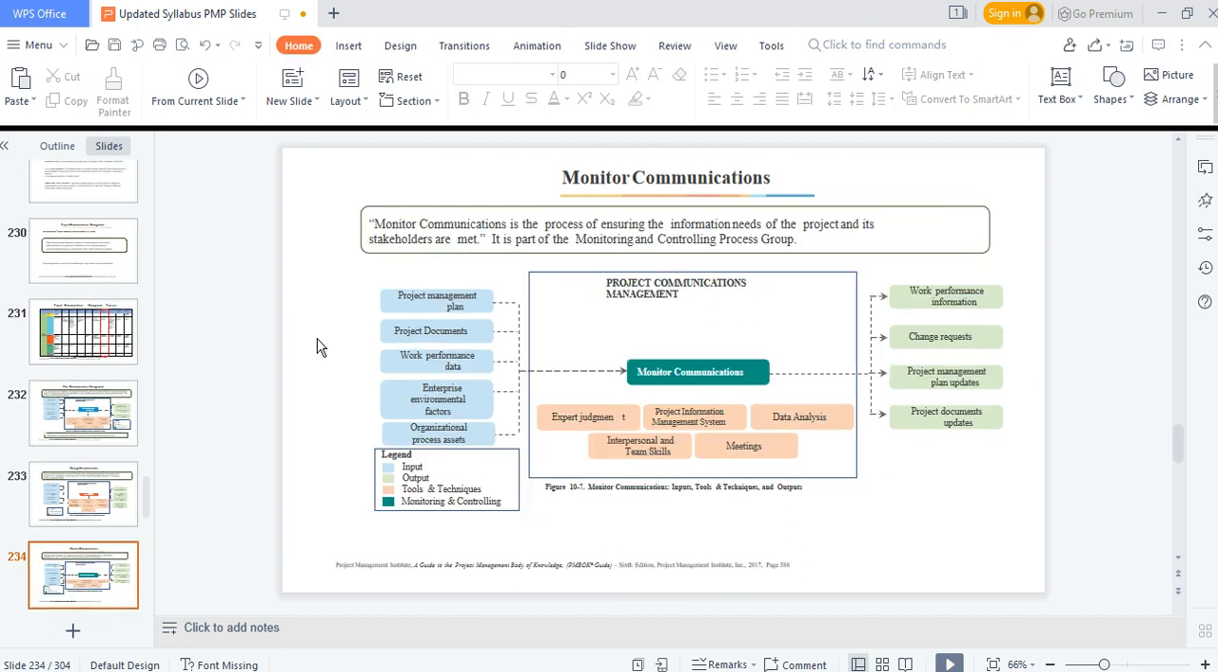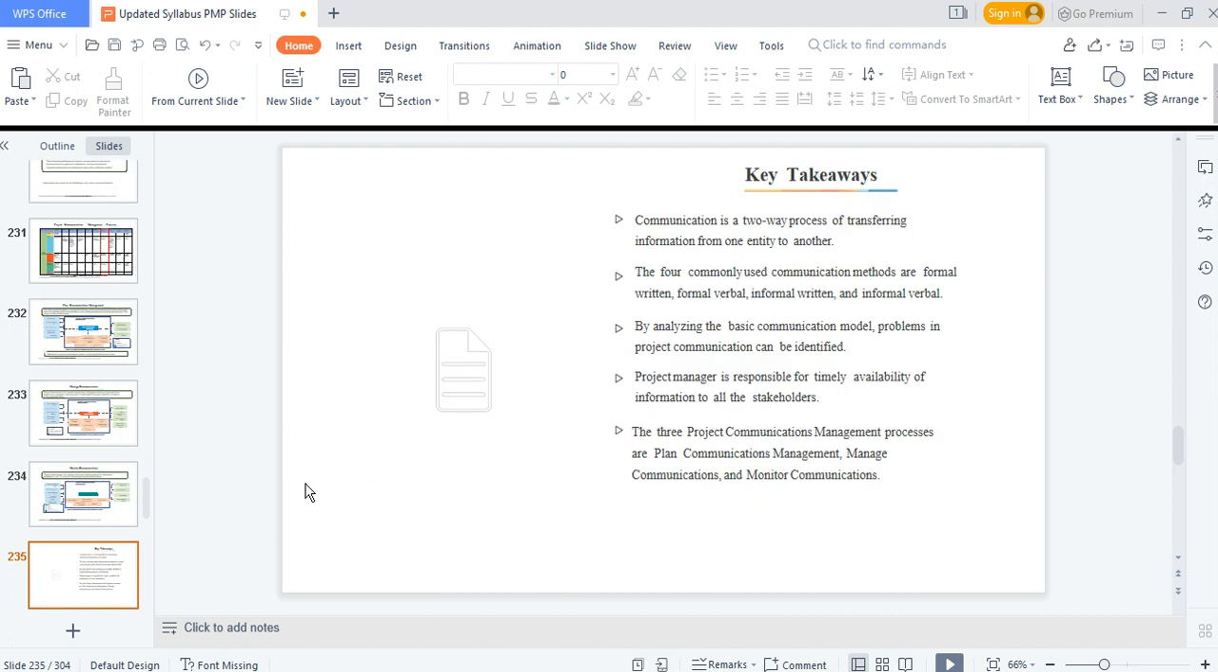So we'll talk about monitor communication. Monitoring and control are very related. So you have all of this input, this is the way you do it, and this is the output you have. Okay, key takeaway. Communication is a two-way process of transferring information from one entity to the other.